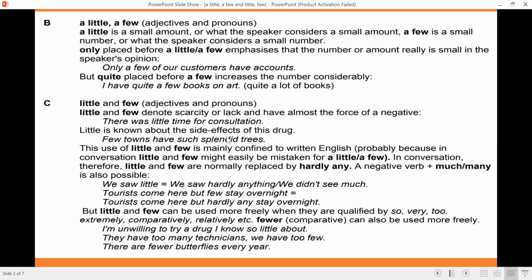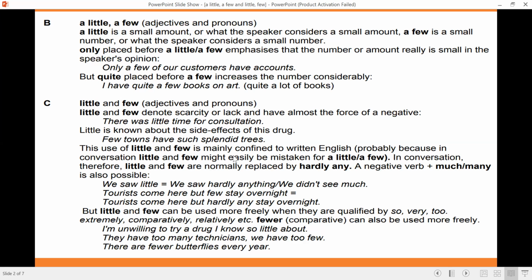Little is known about the side effects of this drug. Again, this little shows scarcity, a lack of something. Few towns have such splendid trees. Here, few towns does mean the towns are only a few in number. They are very low in number.